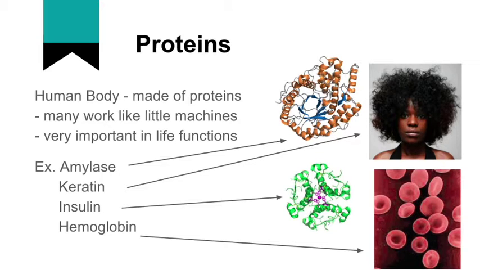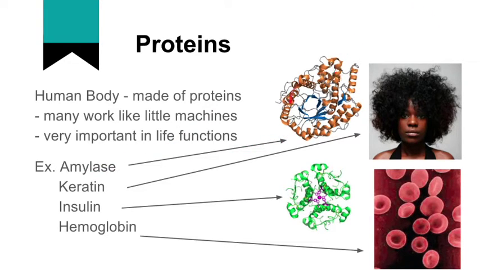Proteins are one of the most important molecules in animals. They make up the vast majority of the human body, and proteins sort of work like tiny little machines that are really important in doing all the functions of your body. Here's a list of a few proteins, and over here is what they might look like.